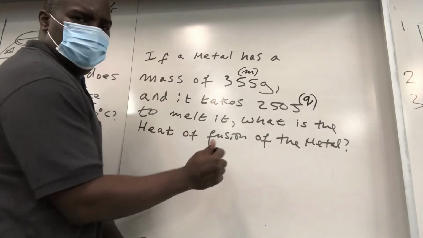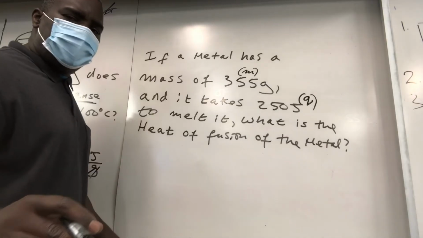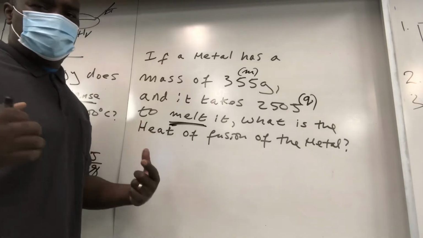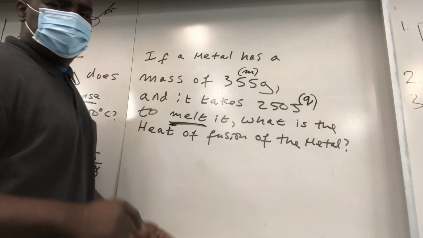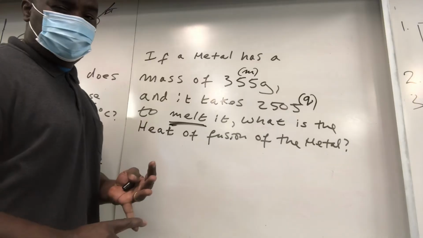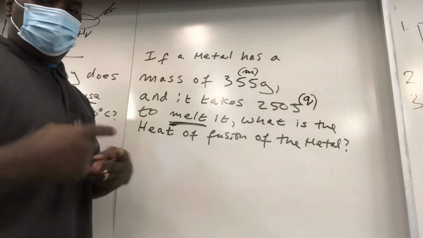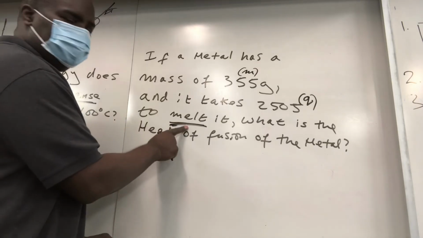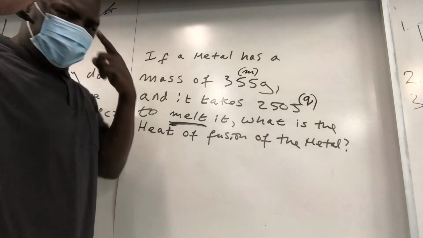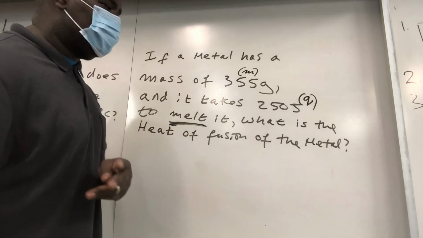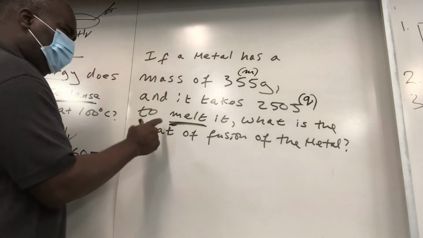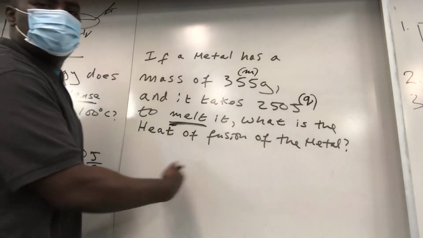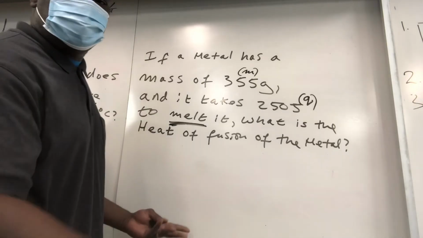To melt. Anytime, folks, you see a phase change in a calculation problem, you underline that phase change. You ask yourself, where does it fall on the heating curve? Does it fall on the fusion and freezing horizontal line, or on the boiling and condensation horizontal line? We know from experience that melting, the other name for it, is fusion. So automatically we're thinking we're going to use the heat of fusion equation. They're asking you to find H of F, the heat of fusion of the metal.